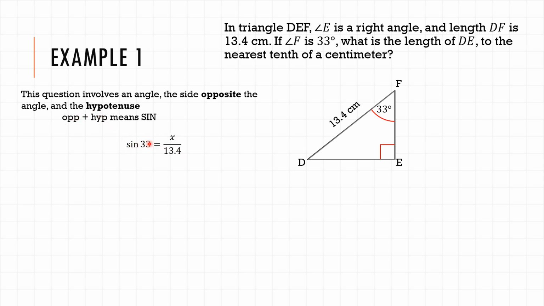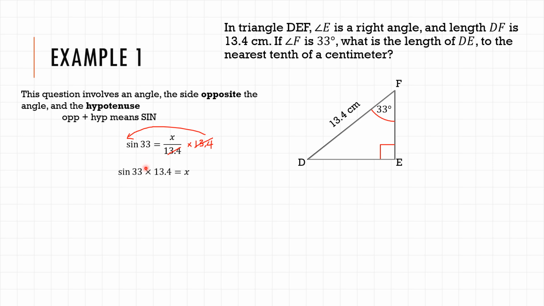And in this case, sine of the angle, 33 degrees, is equal to this unknown length, so I'm going to call that x, divided by the hypotenuse, which is 13.4 centimeters. Now, of course, if I want to isolate x, I just have to multiply both sides by 13.4. And when I multiply by 13.4, that will cancel it out on this side. And then I just have to do the same thing to the other side, just like that.